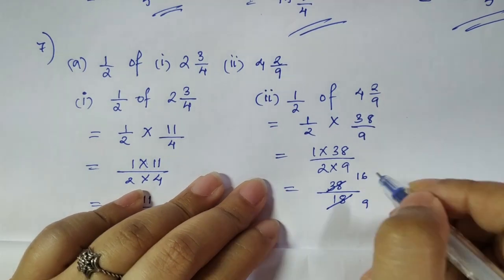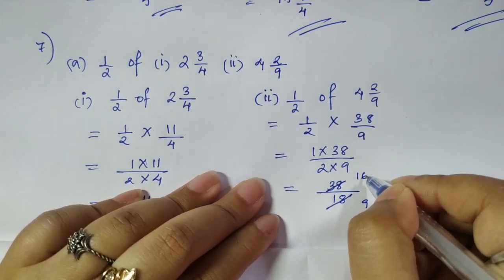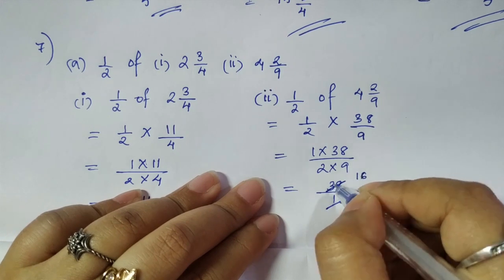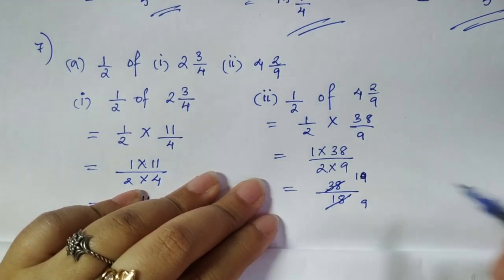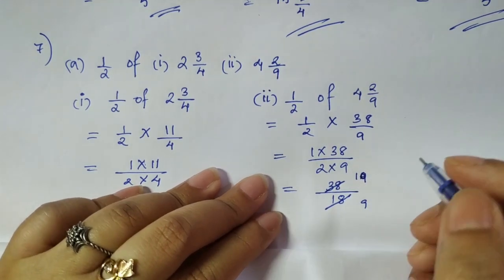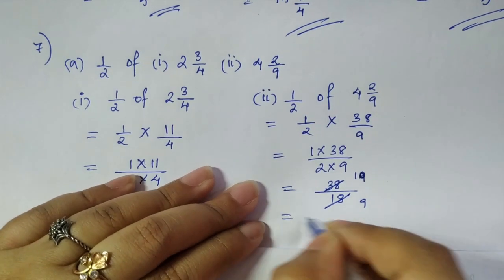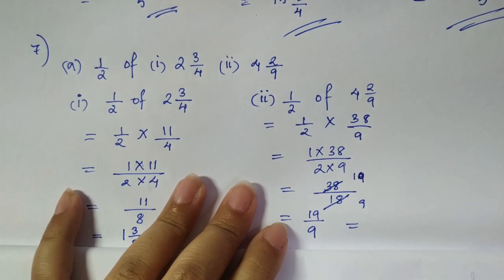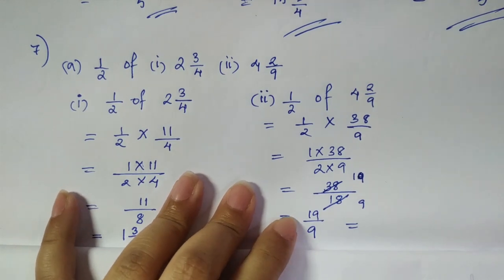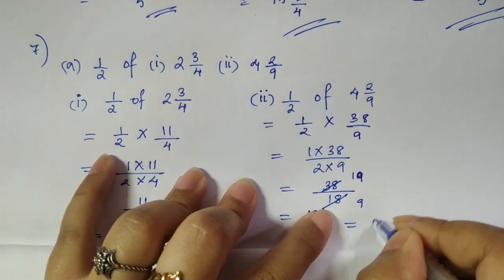2 1s are 2. 2 9s are 18. Okay, you can cancel this because 19 into 2 is 38. Now let's divide this one. Okay, the answer is 19 by 9. So let's divide and find out the mixed fraction out of it. So when you divide, you will get how much? You will get 2 1 by 9.